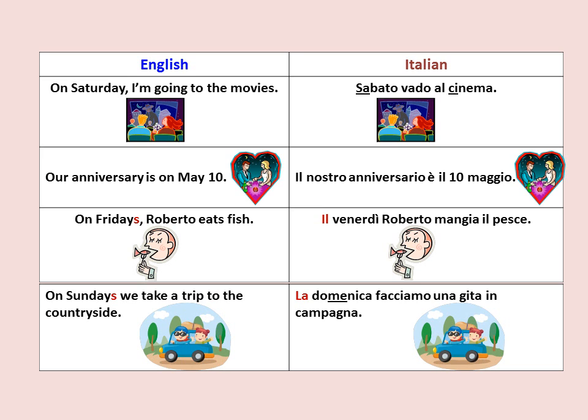All days of the week are considered to be masculine, except for domenica. So, if something happens every Sunday, you would use the definite article la. La domenica facciamo una gita in campagna. On Sundays, we take a trip to the countryside.